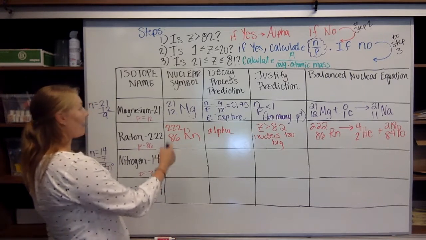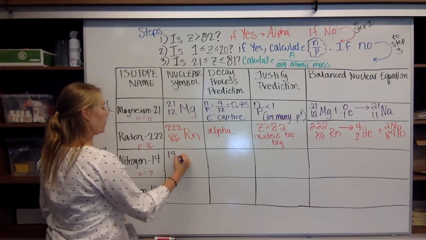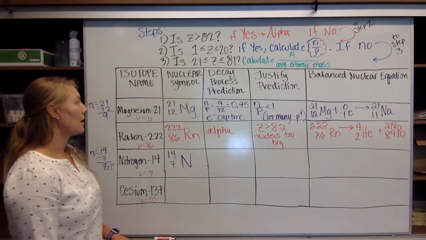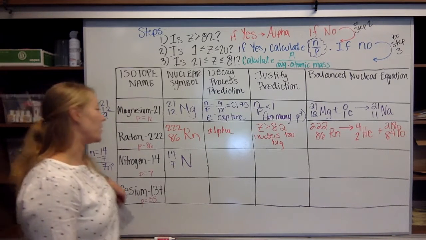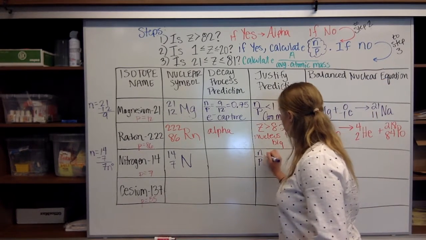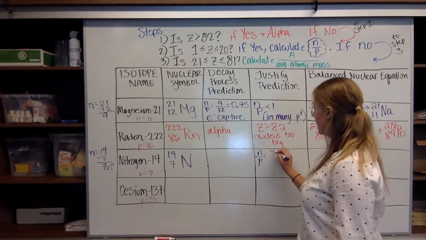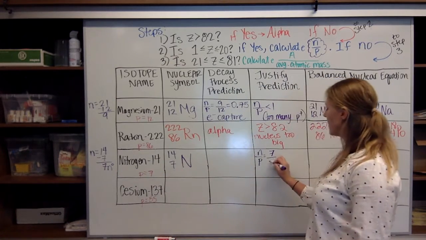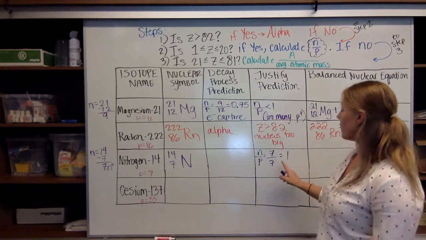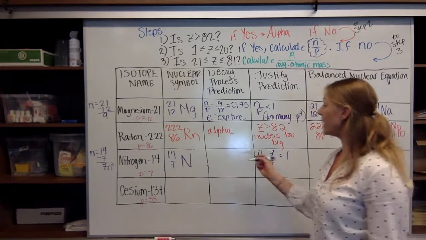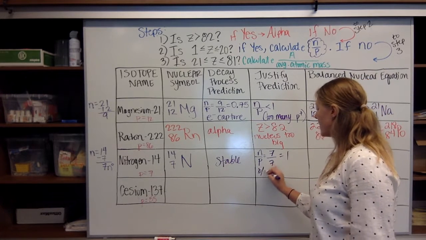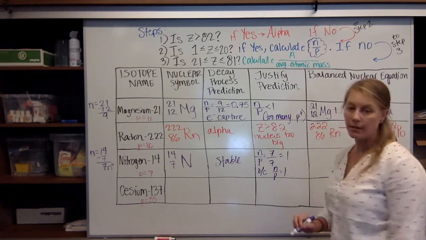All right, so I'm going to write my nuclear symbol here. 14 over 7, N for nitrogen. Well, we need to calculate the neutron to proton ratio, so I should have done that over here in the justify prediction. So neutron to proton ratio is equal to 7 neutrons over 7 protons is equal to 1. Okay? Well, what are we going to predict? If N over P is equal to 1, that's a stable isotope. So we're going to say stable, because N over P is equal to 1.